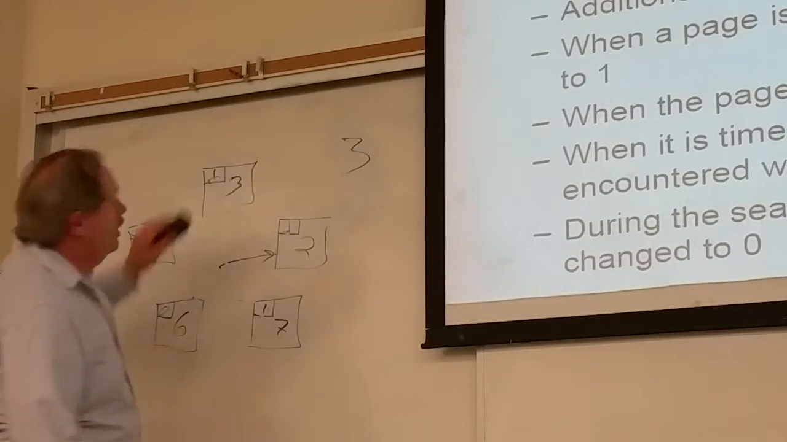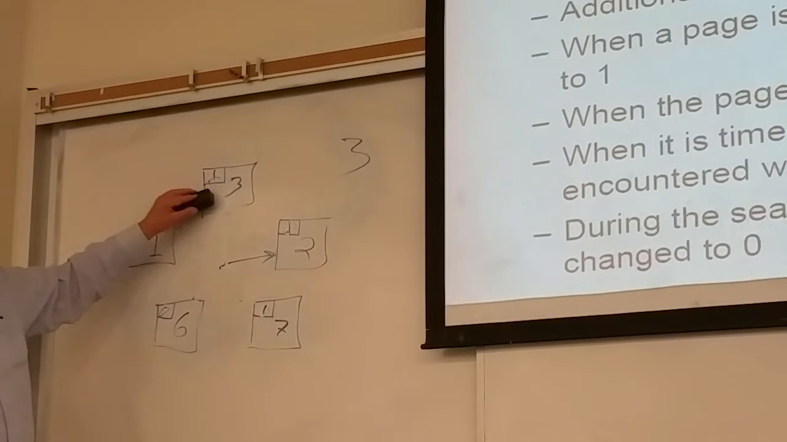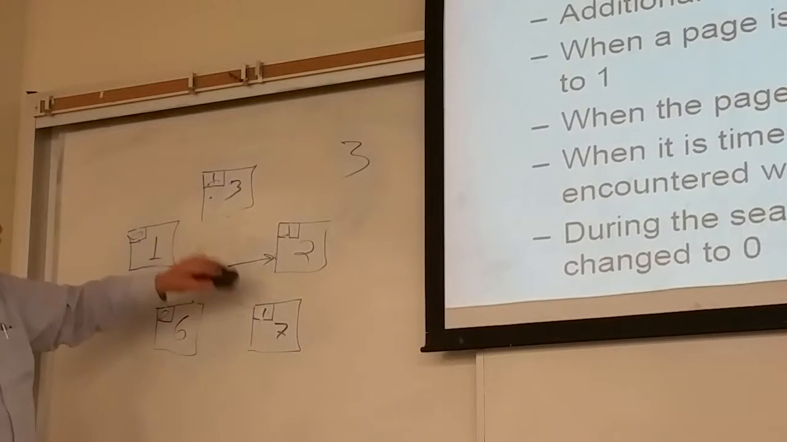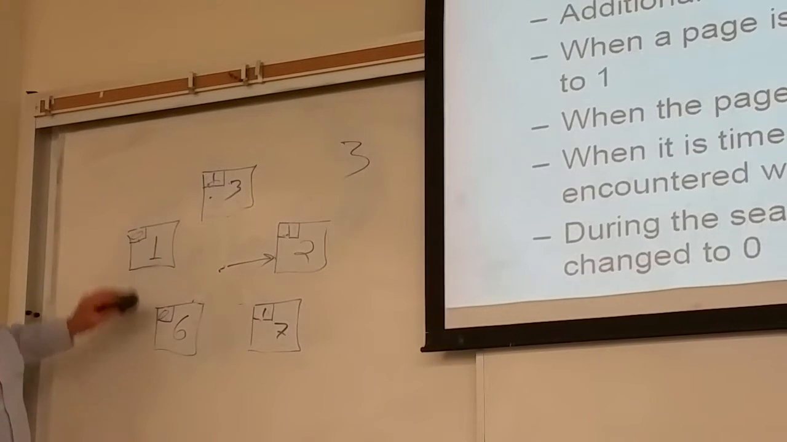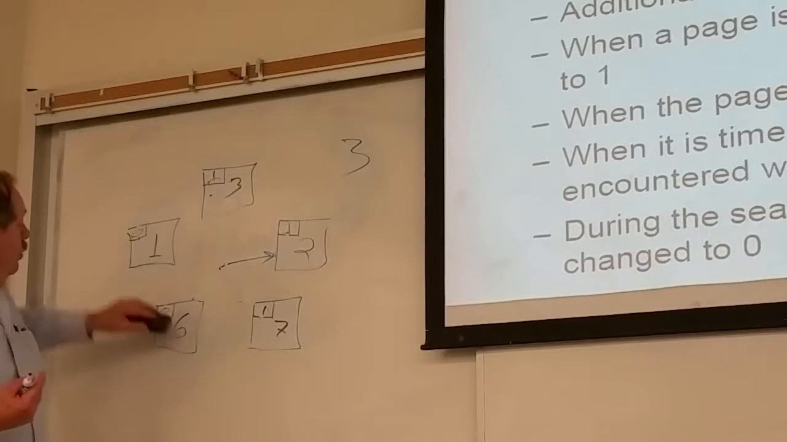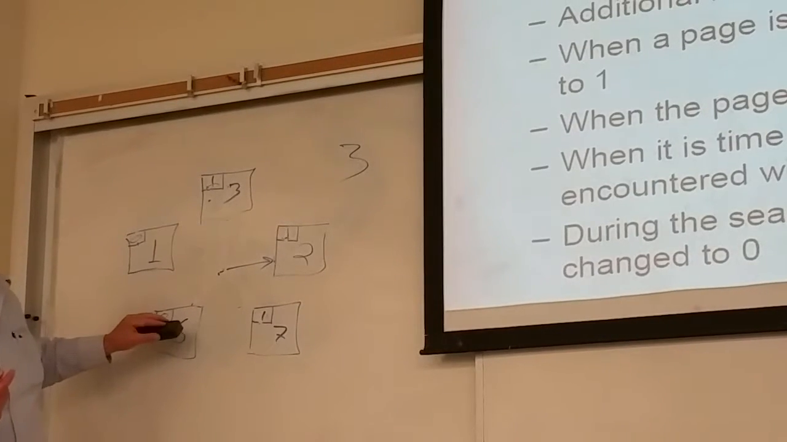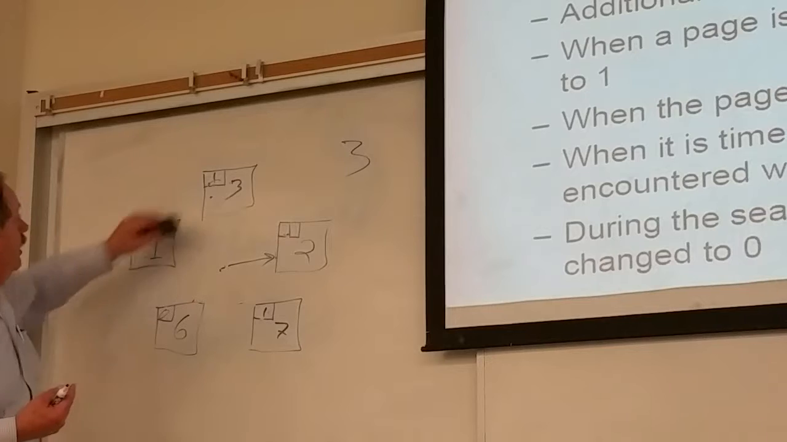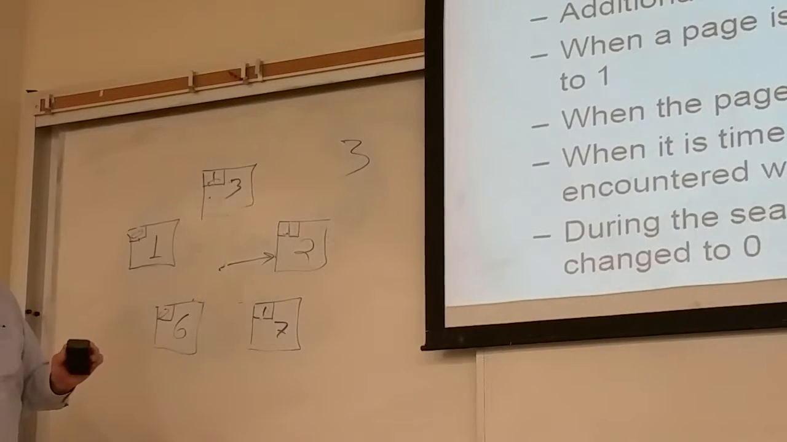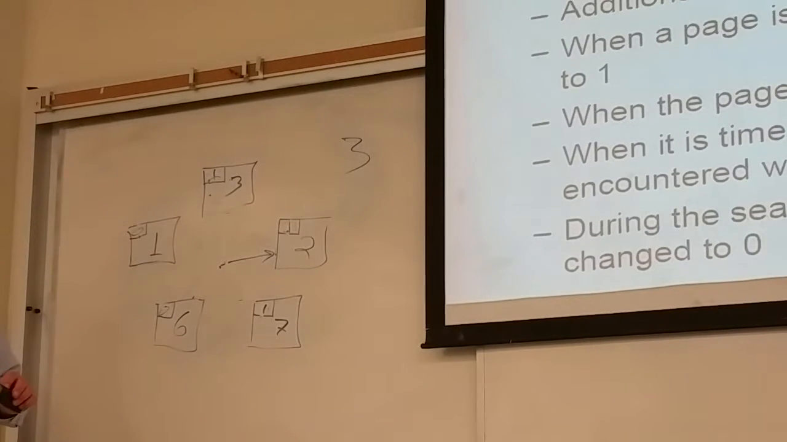What setting these use bits does is it freshens the life of this page. I just recently used it, right? I want to get rid of these others that haven't been used in a longer time. Even if 3 was here, I would want to skip over it to get to 1 and 6. If 6 was up here and 3 was down here, I would want to skip over 3 because I just used it and get rid of one of these older ones first, regardless of whether it comes up first on the next pointer increment or not.